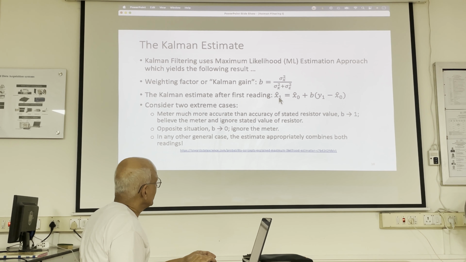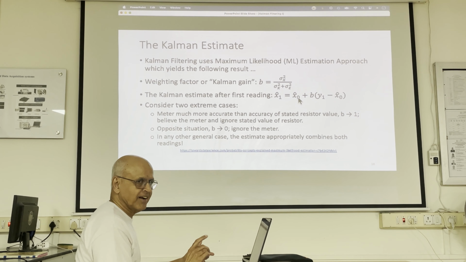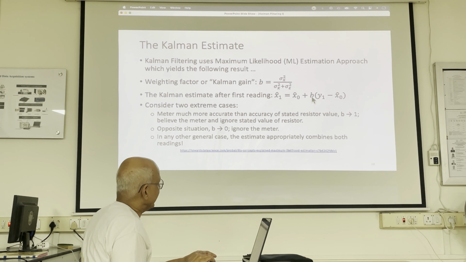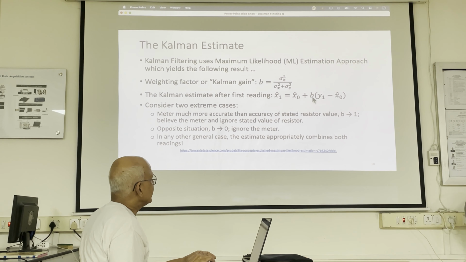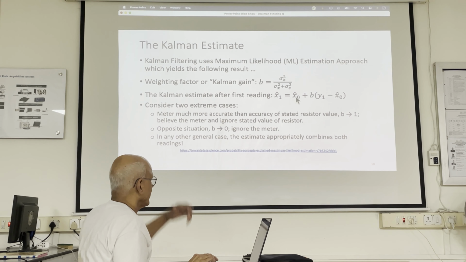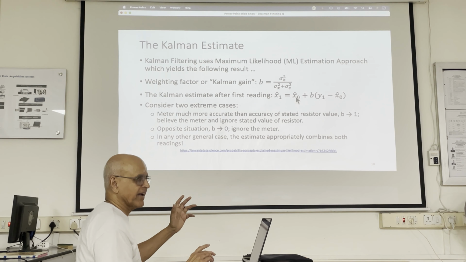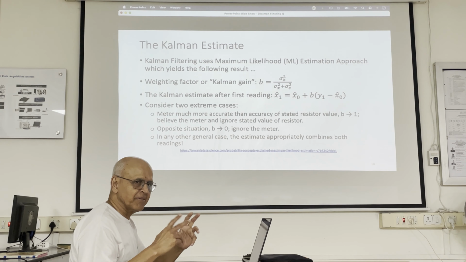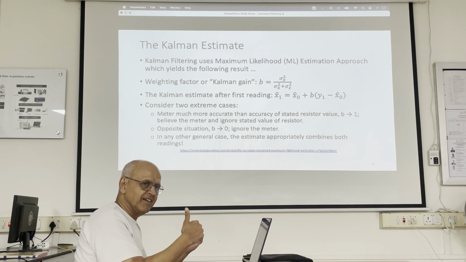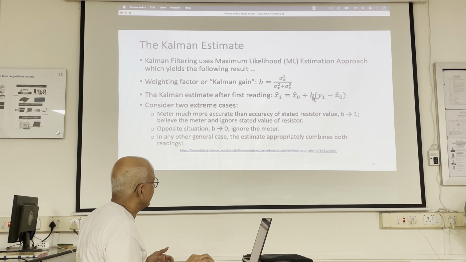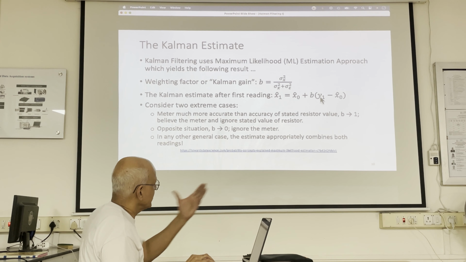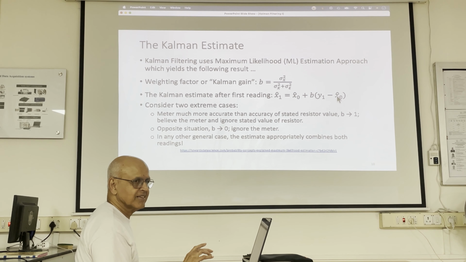So the new value is the old value, is that clear? Plus the Kalman gain times the difference between the measurement and the old value. Let's say it again. The new value, the new estimate, is the old estimate. Whatever you thought was the best before you looked up again, right? Remember, we're looking up, looking up, looking up. So we have an old estimate. And after each new lookup, I replace the old value by a new value, which is the old value plus the Kalman gain times the difference between the new measurement minus the old value.